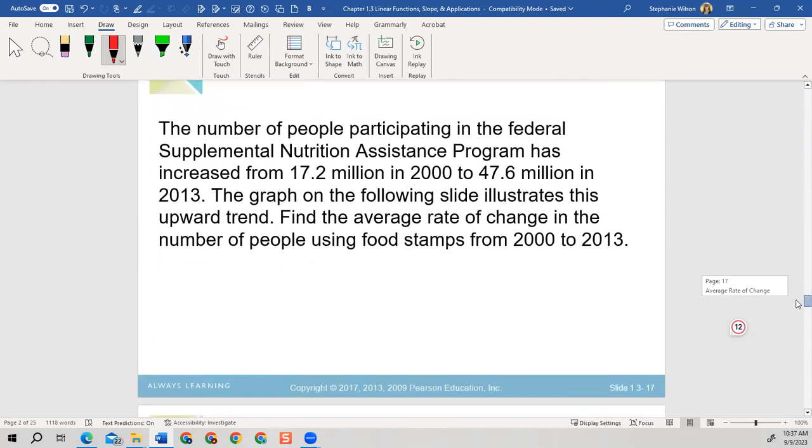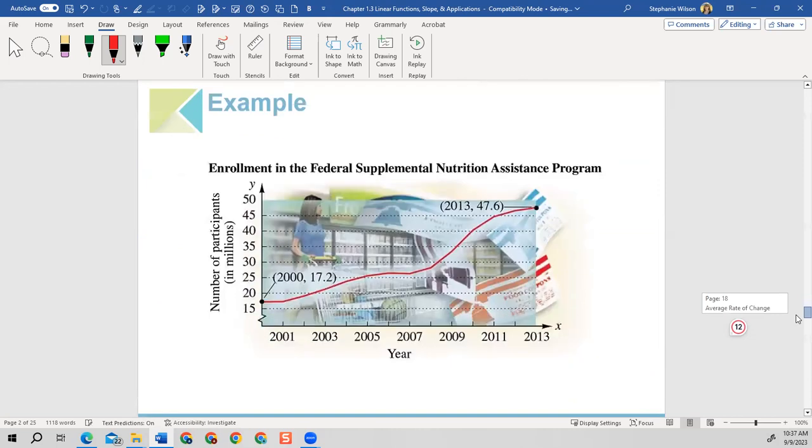So the number of people participating in the Federal Supplemental Nutrition Assistance Program has increased from 17.2 million in 2000 to 47.6 million in 2013. So we have 2 order pairs here. We have this order pair, and then we have this next order pair. So the graph on the following slide illustrates that. So let's go to it, and I want to show you something.